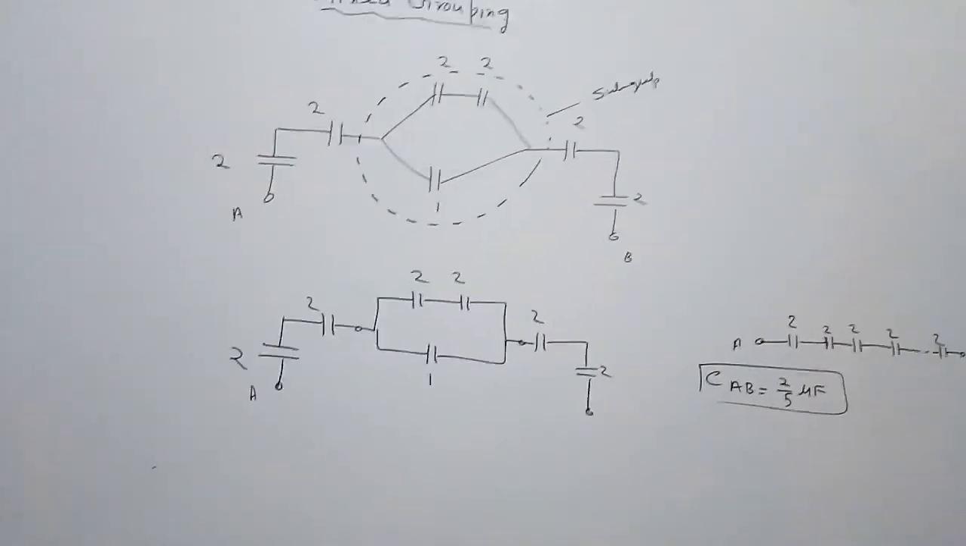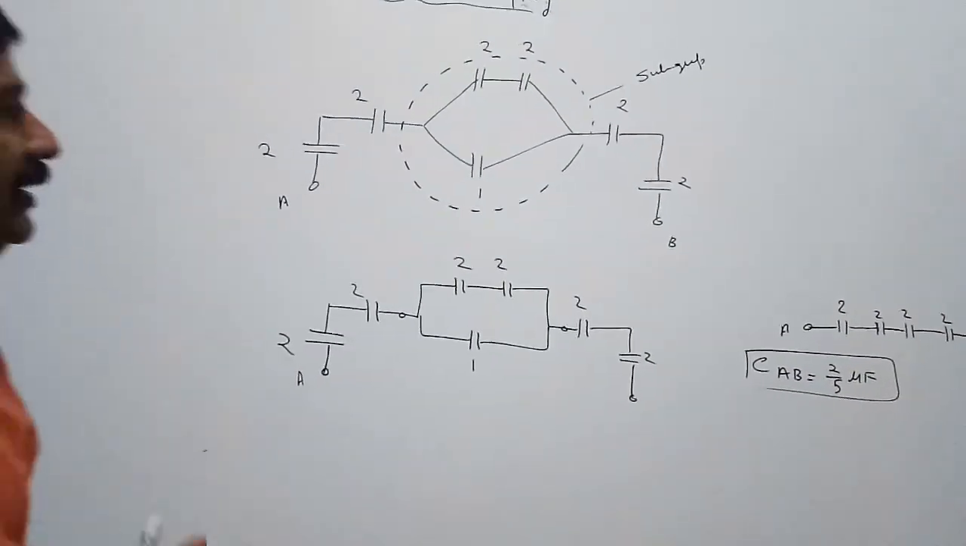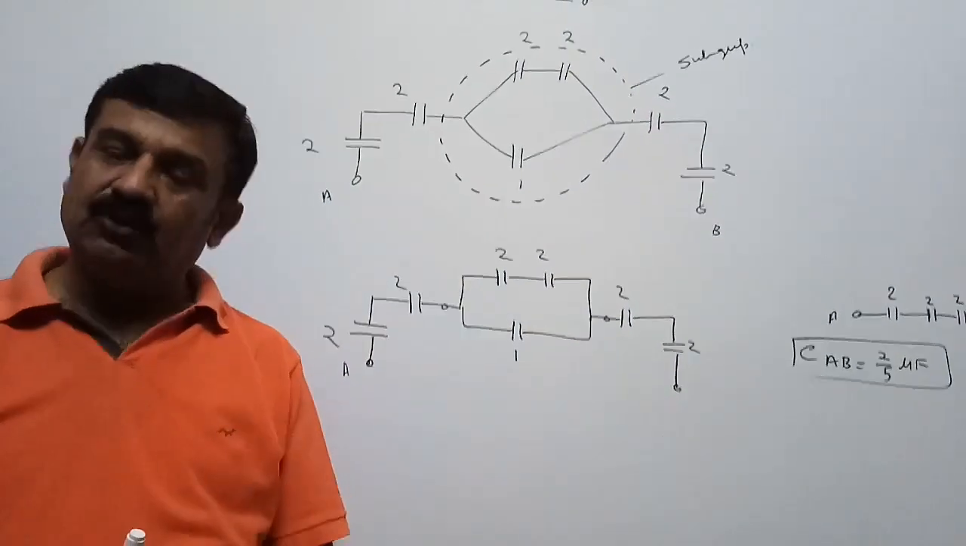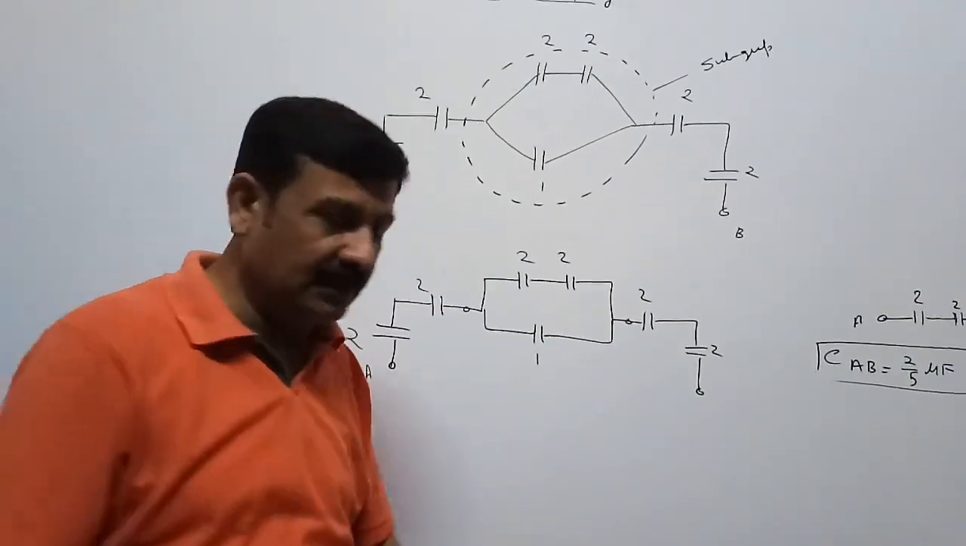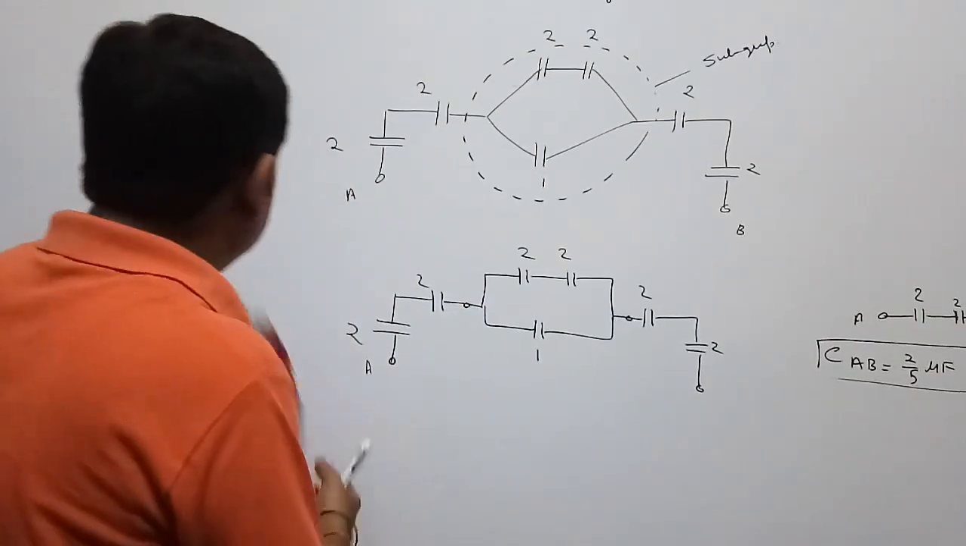This is the first method with the help of which we can find the net capacity of the mixed grouping. There are so many methods other than this also. We are discussing them one by one.